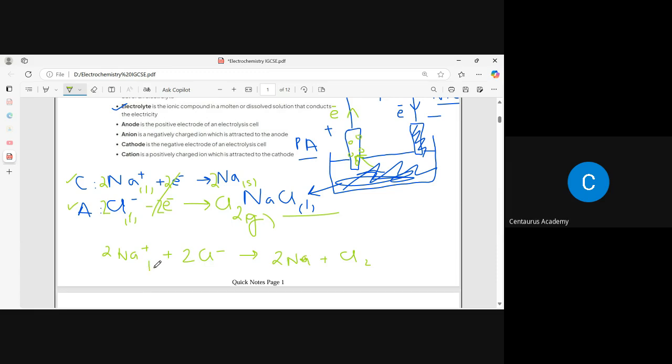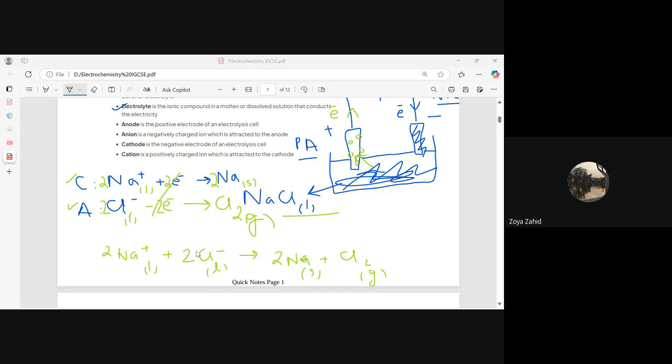The state symbols are going to be l for ions, since it is molten. If it would have been aqueous, then you would have placed aq. This is going to be solid. This is going to be gas. Okay. I hope I'm clear so far. Do we have any questions up till yet?